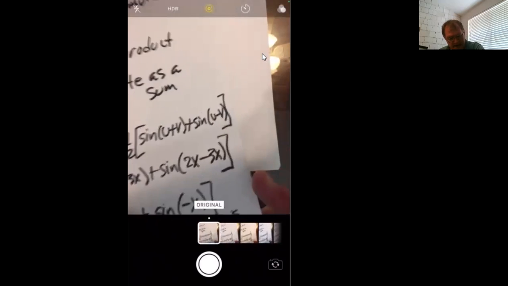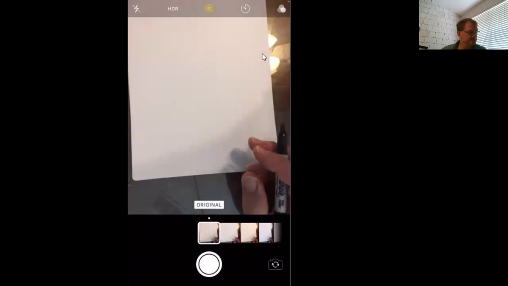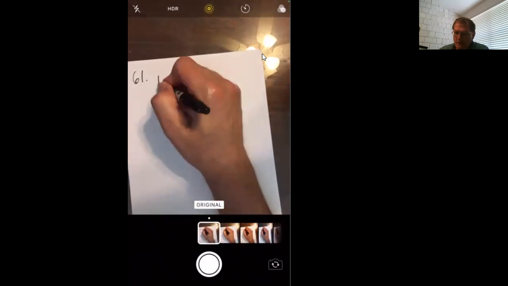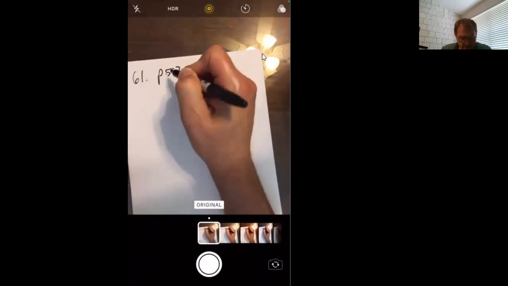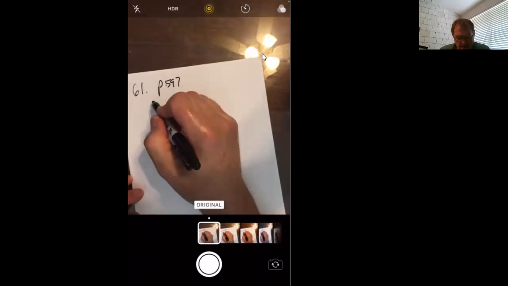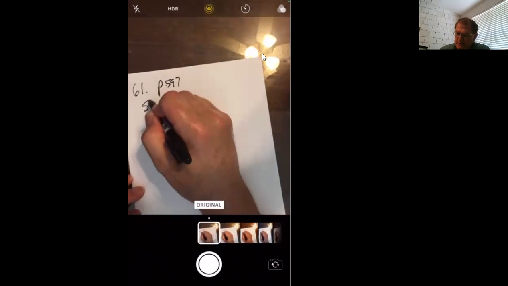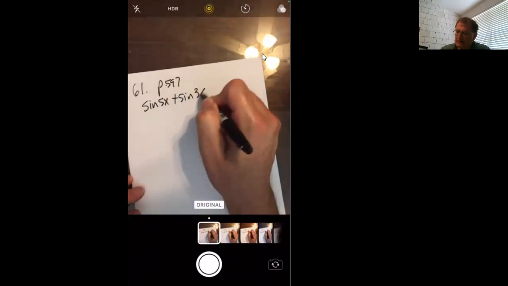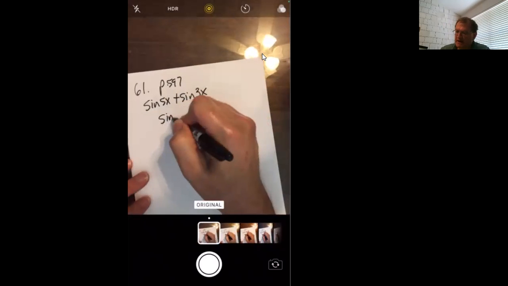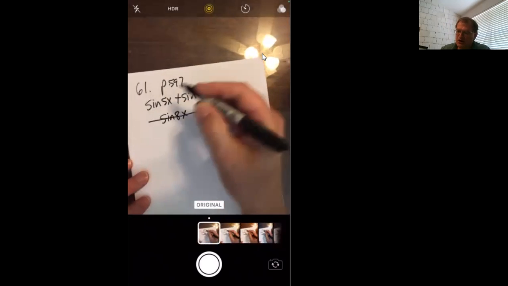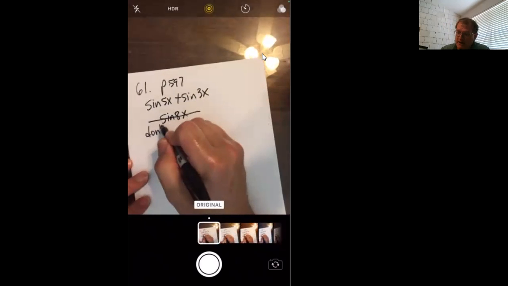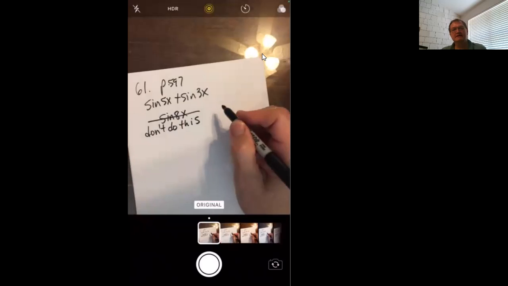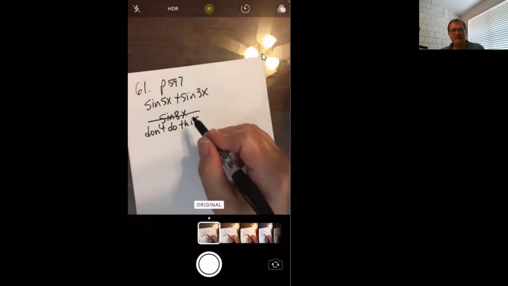How about 61, page 597. Take a sine of 5x and add a sine of 3x. Okay, you have no idea how many people will get a sine of 8x. Don't do this if you want a good grade. And I know you all want good grades. Please resist doing that.